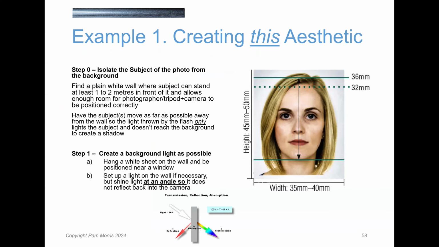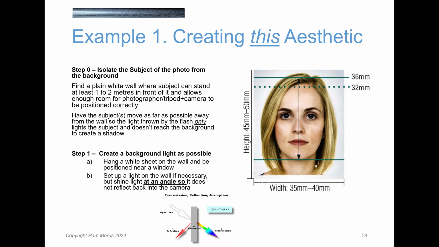So what do we have to do to create this particular aesthetic? Well, somewhere in your house you need to find a plain white wall, and it doesn't need to be very big because it only needs to be as big as what the face is. And with today's decoration, we've usually got a pale cream or a pale, very white or pale grey wall that we can use.